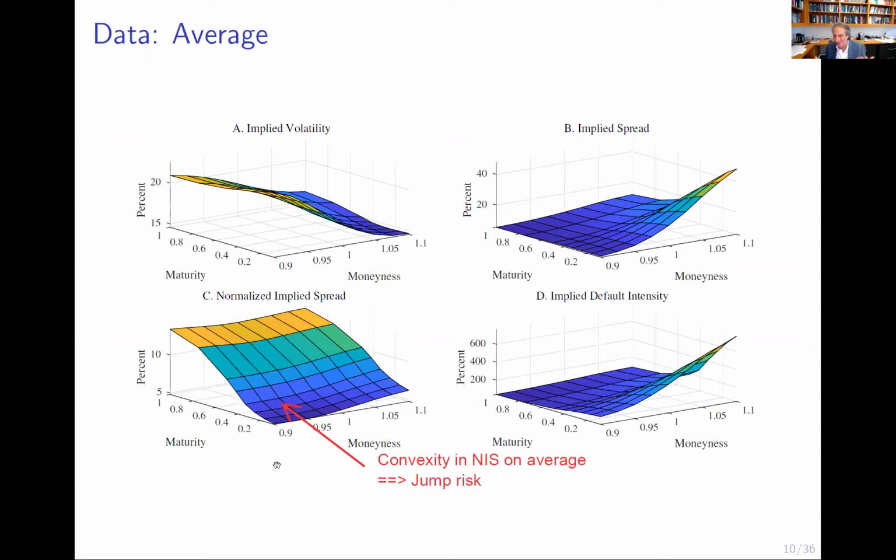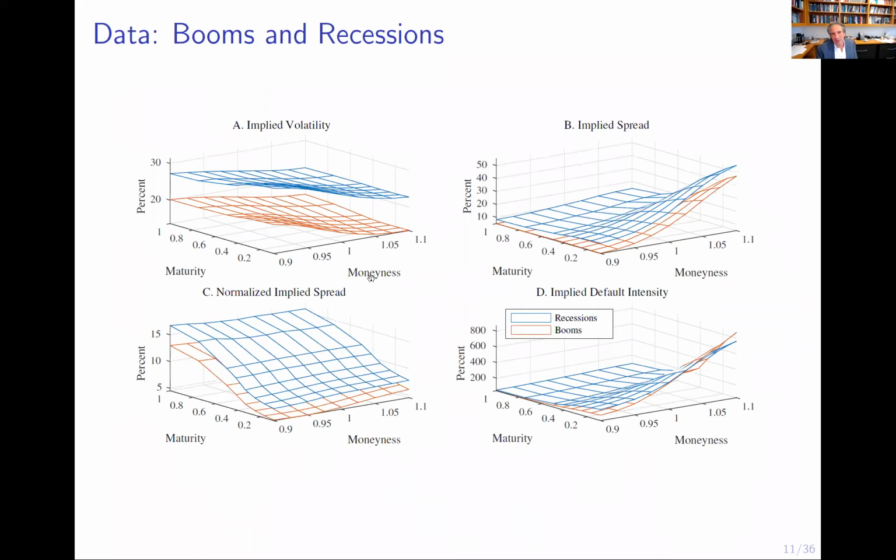So it looks like it's not normal. There is convexity in this normalized implied spread. As you go to the left, it looks a little bit concave. That indicates, on average, some jump risk according to the previous model. Later we're going to estimate a proper model, but just intuitively, it looks like it's coming from there. These are averages. We can look at booms and recessions. I already showed you a plot with the two big booms and recessions, so this is not surprising. Let me move on.